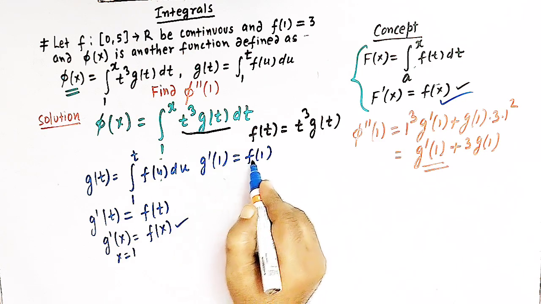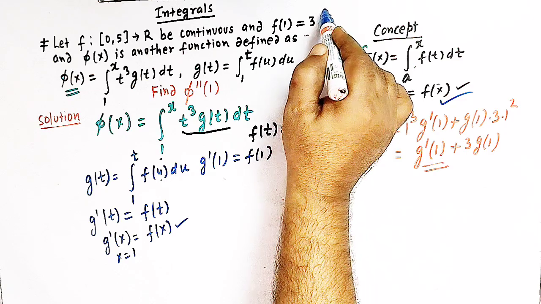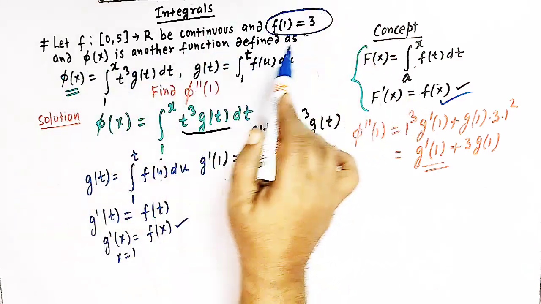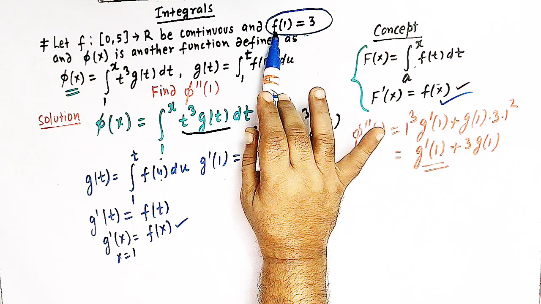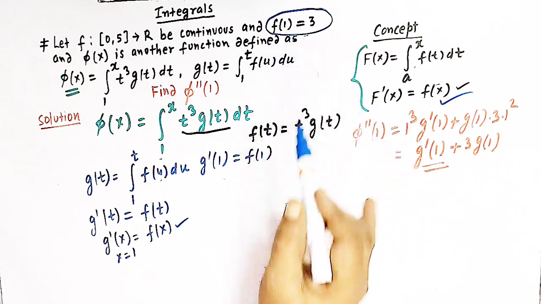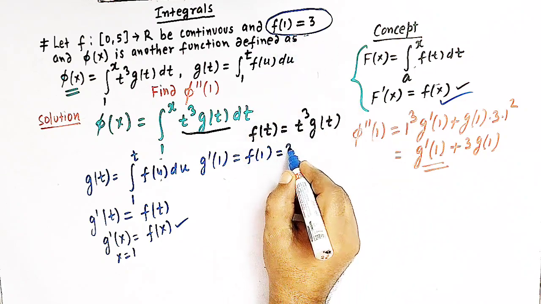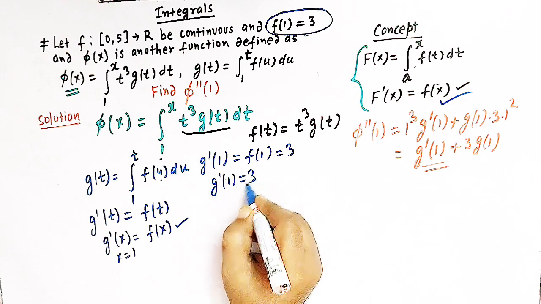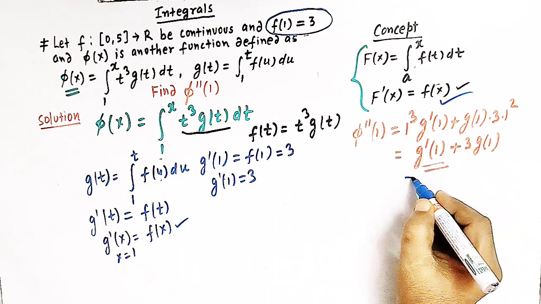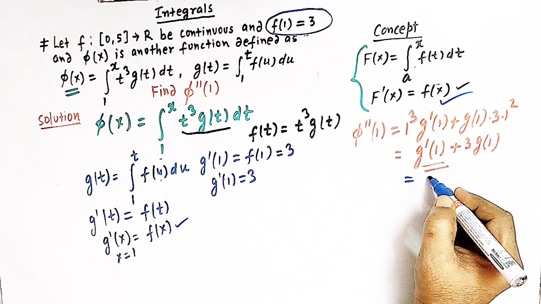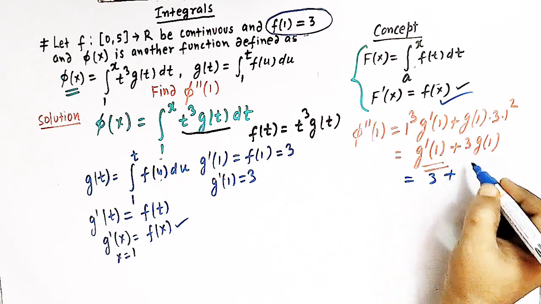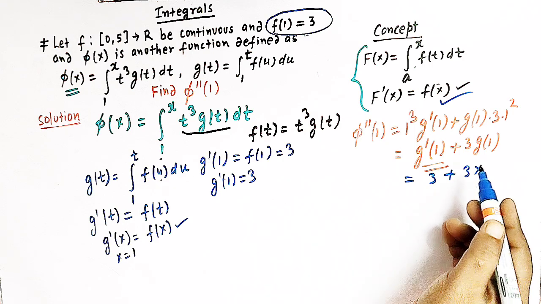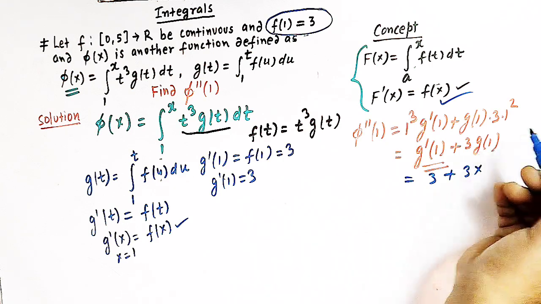So g prime of 1 is equal to f of 1, and in the given problem we are given the value of f of 1 as 3. So g prime of 1 is equal to 3. Here we can replace g prime of 1 by 3, and then we have 3 times g of 1, right? So now we need to find out the value of g of 1.